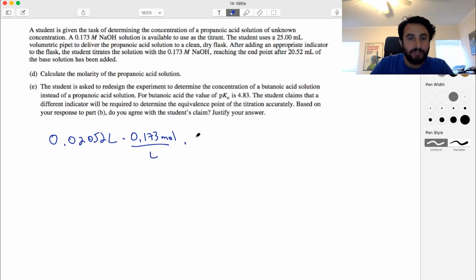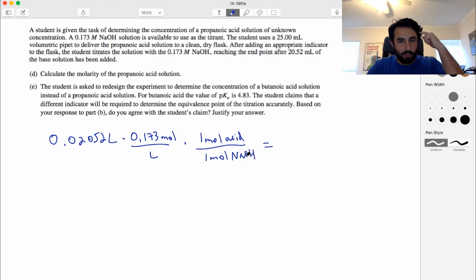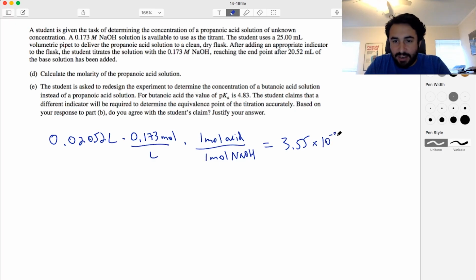So if it's 1-to-1, we can just say 1 mole of acid over 1 mole of NaOH, right? So that doesn't change the number. We have to understand what we're doing when we do this calculation, right? And so that gives us 3.55 times 10 to the negative 3 moles of acid. So we got the moles of acid.